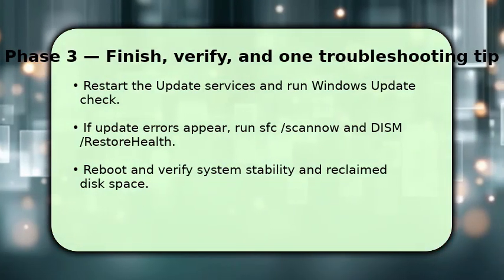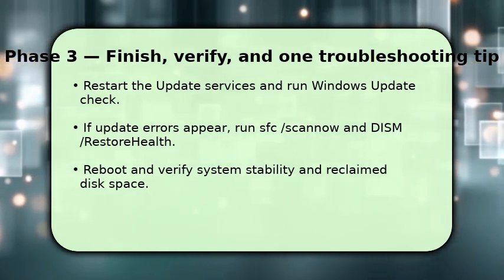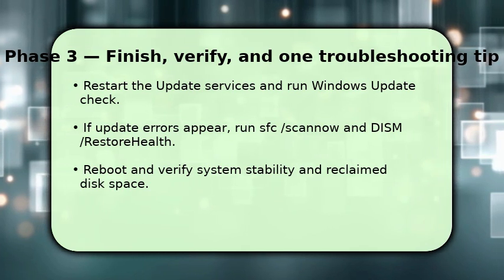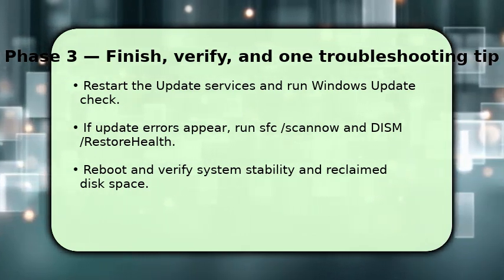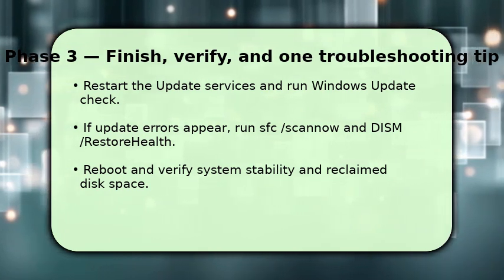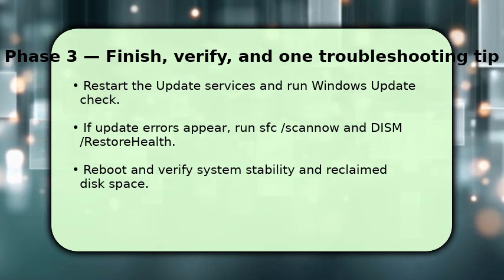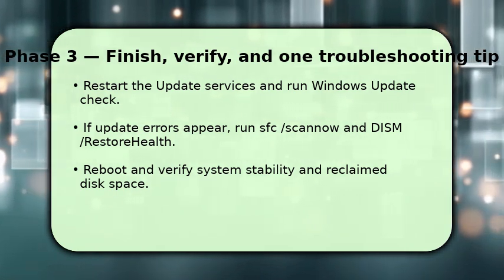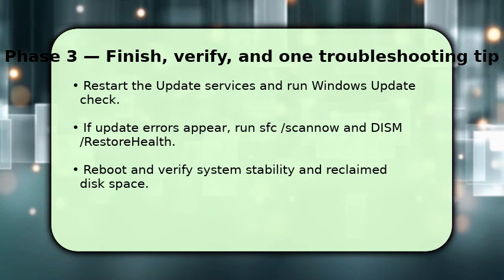Finish by restarting the Windows Update and BITS services, then check for updates so Windows rebuilds necessary manifests. If you see update errors, run sfc /scannow. Once complete, run dism /online /cleanup-image /restorehealth. These repair corrupt files and help updates succeed. Reboot the PC and verify stability and reclaimed space in Settings, System, Storage.